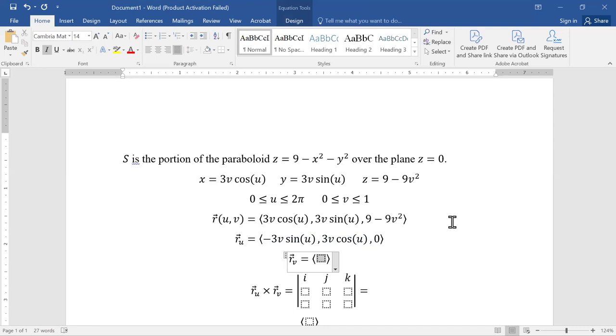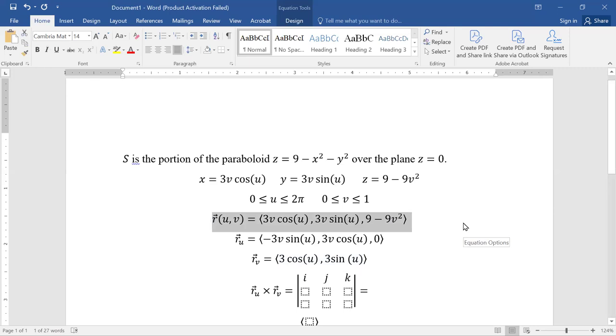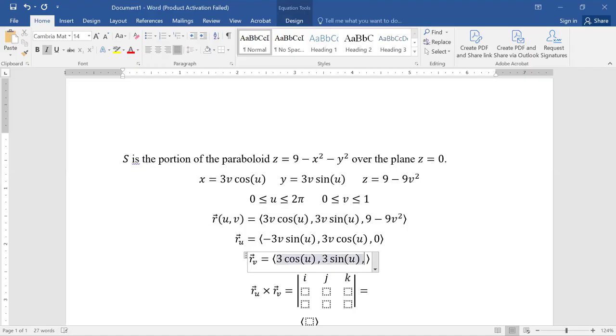Now let's take the derivative with respect to v. The derivative of 3v cosine of u with respect to v: the derivative of v is just 1, so you get 3 times cosine of u. For the y component, you get 3 times sine of u. Again, I'm taking the derivative of my vector valued function with respect to v. And the last component here is going to be negative 18 times v to the first.